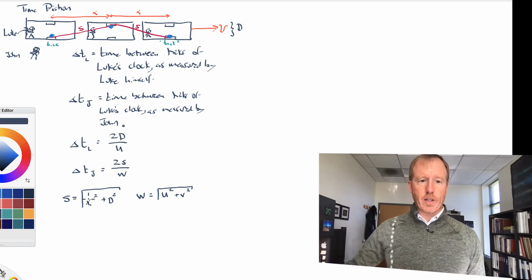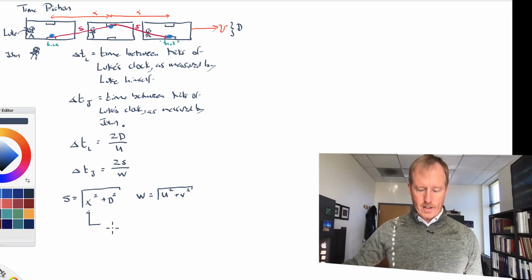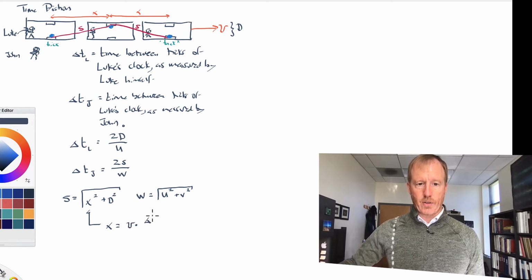Okay, one other thing that's going to be useful, what is this quantity x? Well, x is the distance that the ship moves during half the time of a tick. Okay, so we can write this x as being the velocity of the ship times half the time between ticks, which would be delta t according to John divided by 2.